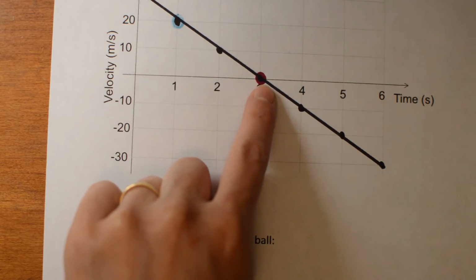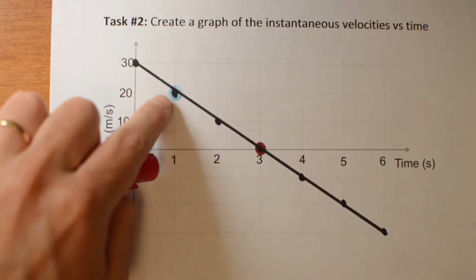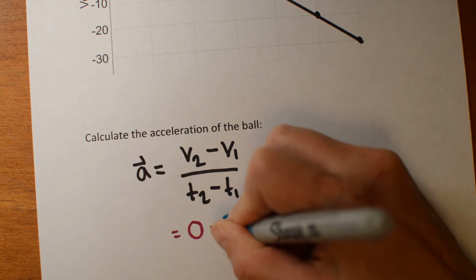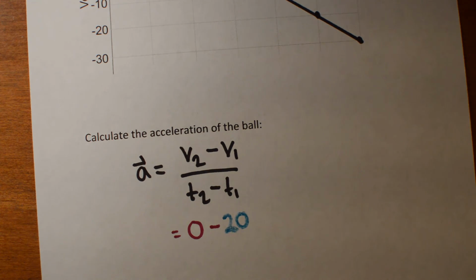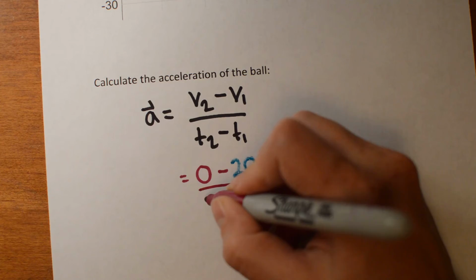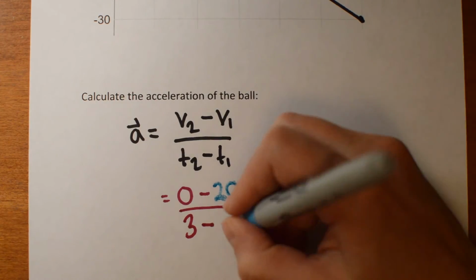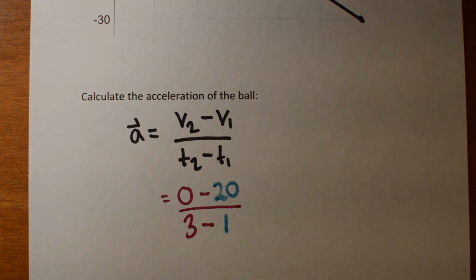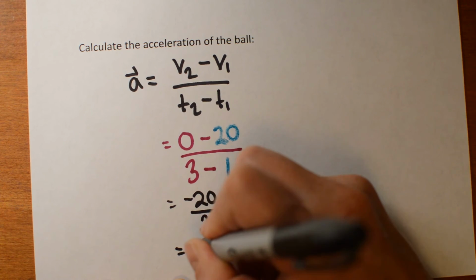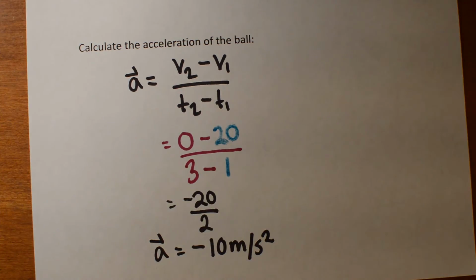So my v2 then is 0 minus my v1. This point here, it has a velocity of 20. So 20 here. Oh, this marker is dying on me. My t2 is the time at that point, which is 3, minus my t1, which is 1 right there at that point. And then I can put that together, so I get on the top negative 20, and on the bottom 3 minus 1 is 2, which gives me a slope of negative 10, and the units are meters per second squared. So my acceleration is negative 10 meters per second squared.